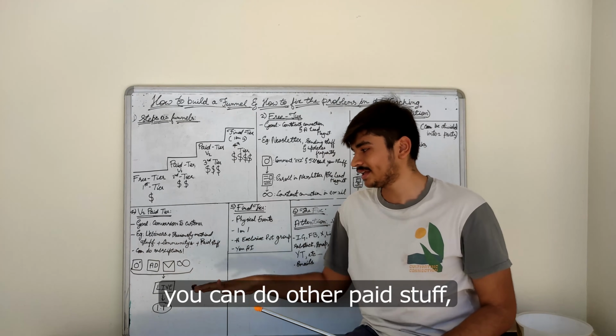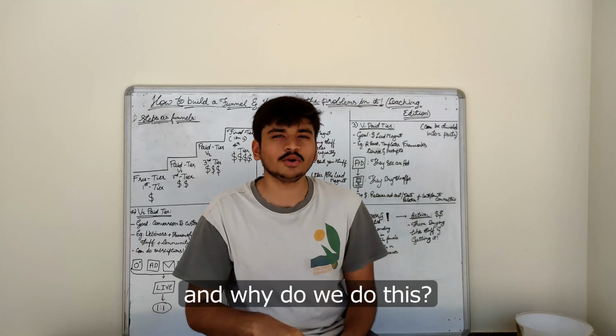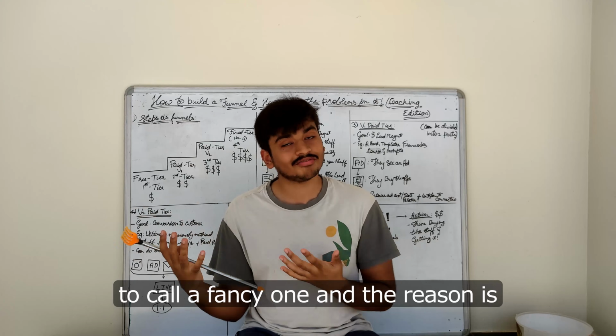You can do other paid stuff. You can even do subscriptions. You can do multiple offers and stuff like that. And why do we do this? Let me explain. So this tier is, I would like to call it, a fancy one.